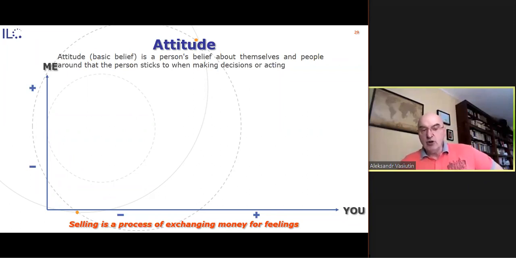Vertically, this is my thinking about myself. Can I be positive about myself? Yes, I can. Can I be negative about myself? Quite likely, yes, I can.